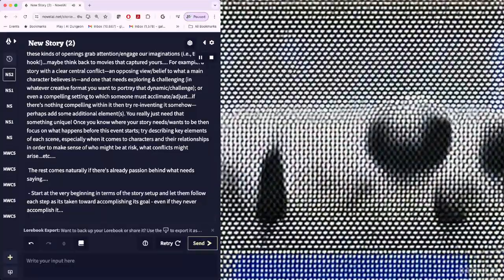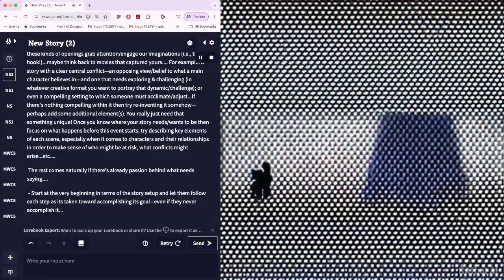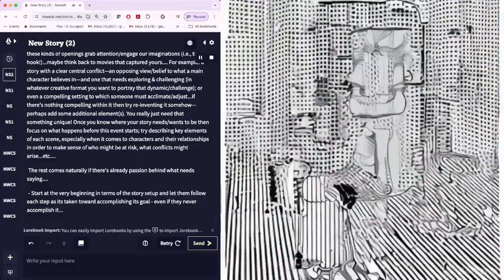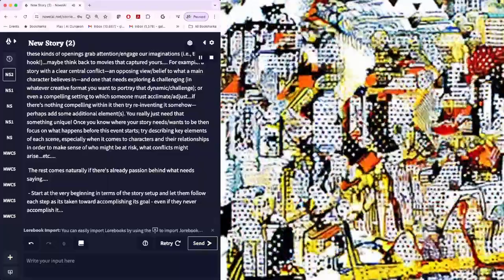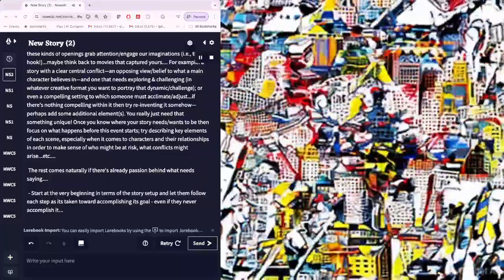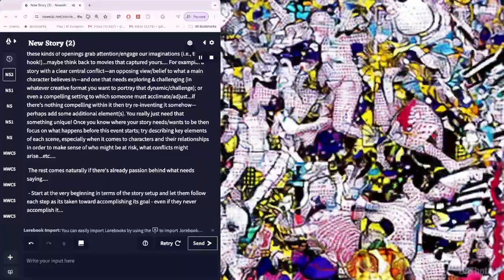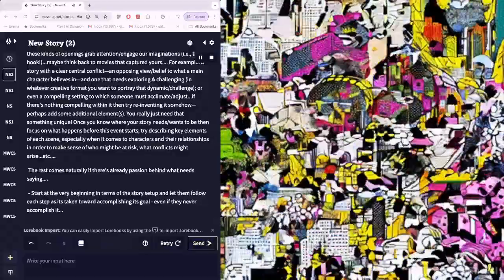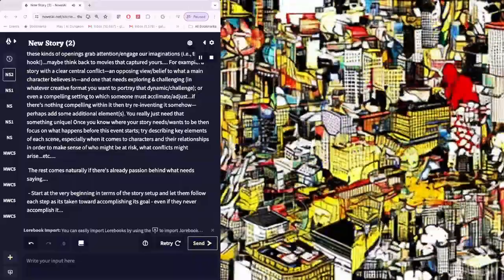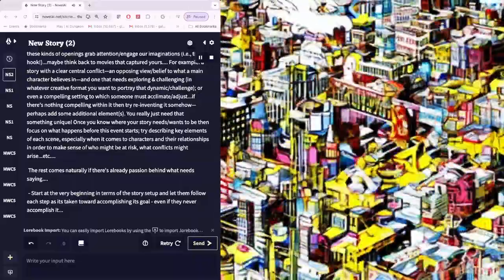For example, a story with a clear central conflict, an opposing view/belief to what a main character believes in, and one that needs exploring and challenging in whatever creative format you want to portray the dynamic/challenge, or even a compelling setting to which someone must acclimate/adjust. If there's nothing compelling within it, then try reinventing it somehow. Perhaps add some additional element you really just need, but something unique.